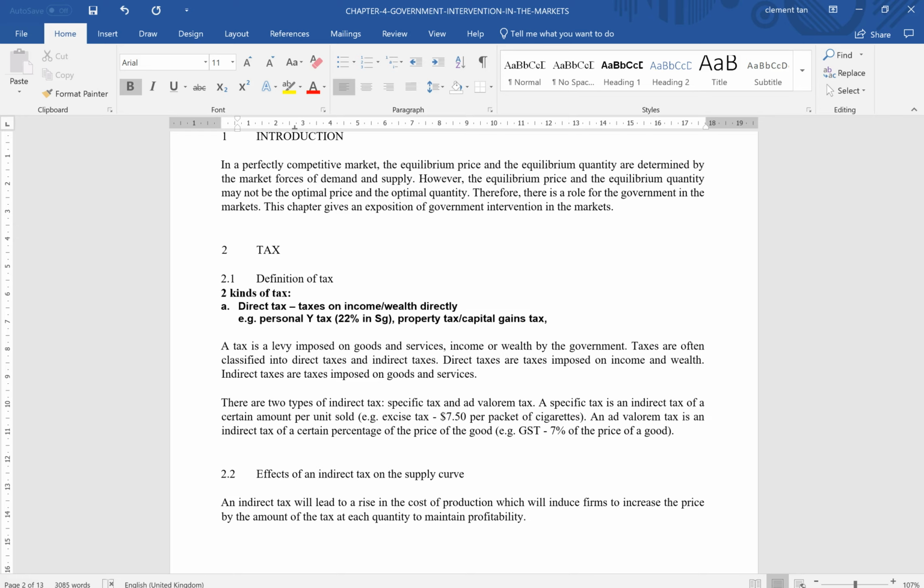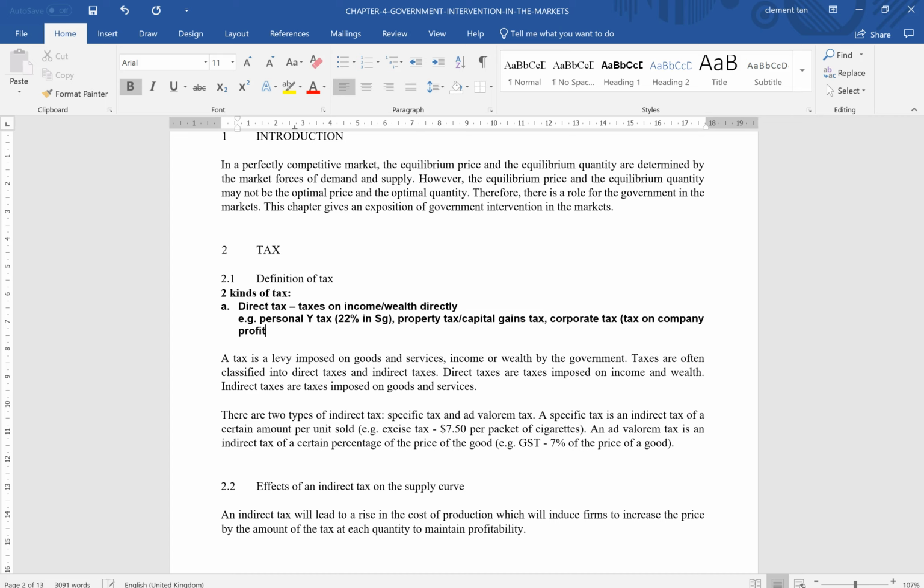Now, of course, companies, what tax do they pay? Corporate tax. What is corporate tax? Tax on companies' profits. Want to make a guess? In Singapore, is corporate tax higher than personal income tax, or is personal income tax higher than corporate tax? What do you think? Personal income tax higher, right?